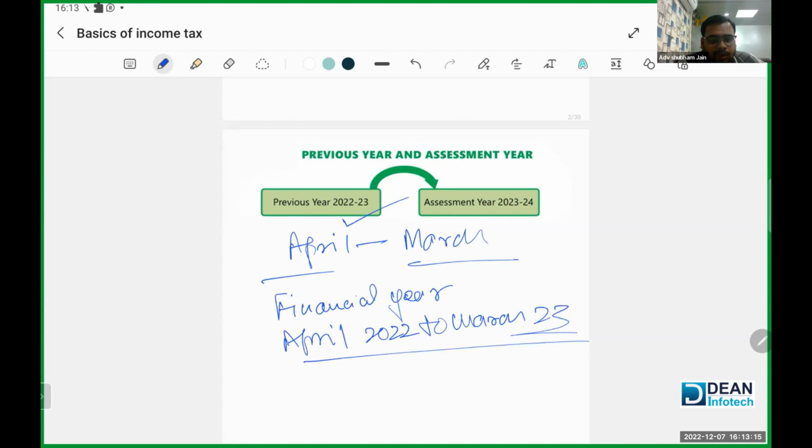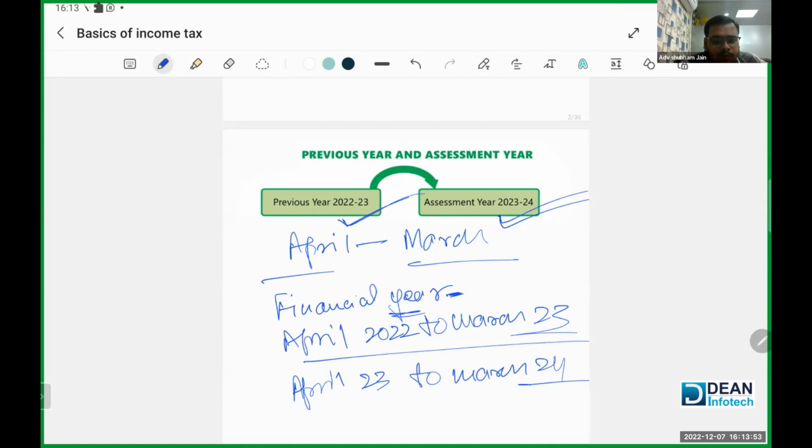Now the assessment for the incomes earned in this particular year, the assessment for the incomes or the deductions or everything for this particular year will be done in the next year, starting from April 23 to March 24. That is why the assessment year for this particular year is called assessment year 23-24. So this is called the financial year, and the assessment is done in the next year for any particular year. That is why the assessment year for this financial year is always called assessment year 23-24.